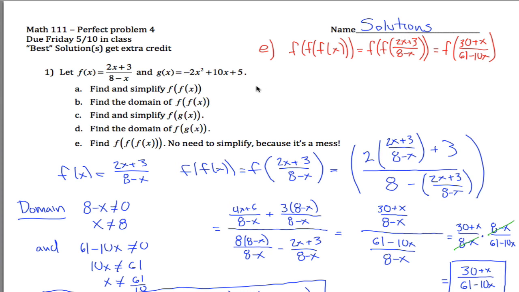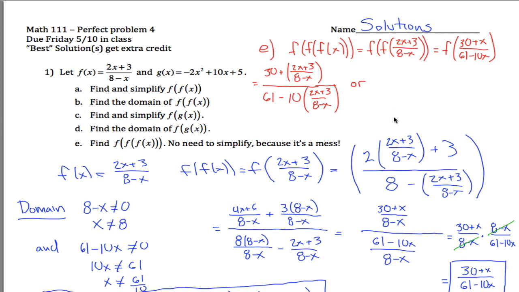And then that I can figure out. I can say that equals 30 plus, and then instead of writing x, I'm going to write 2x plus 3 over 8 minus x, divided by 61 minus 10, then instead of writing x, I'll write 2x plus 3 over 8 minus x. This is probably the easier way to write the answer, but this relies on you realizing that you already know f of x from part A. If you didn't notice that, then what you would do is kind of use this as f of x.